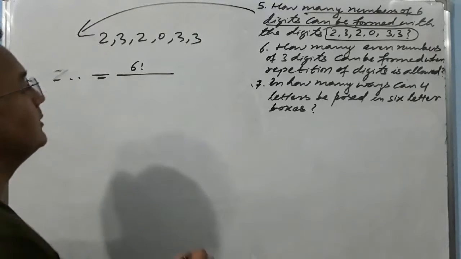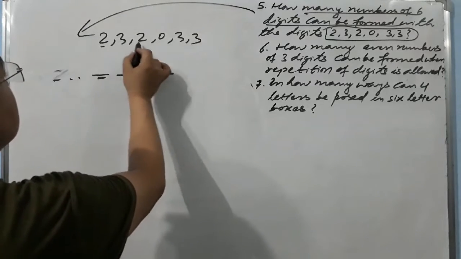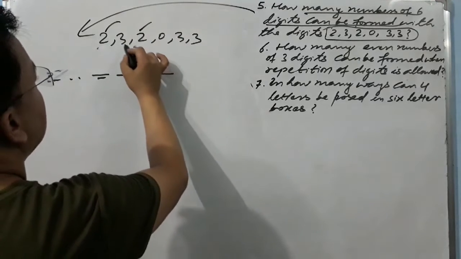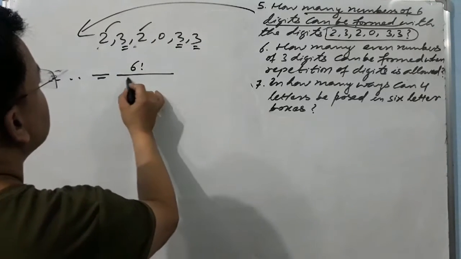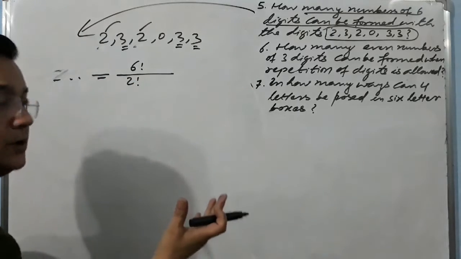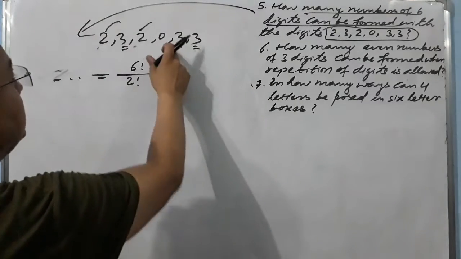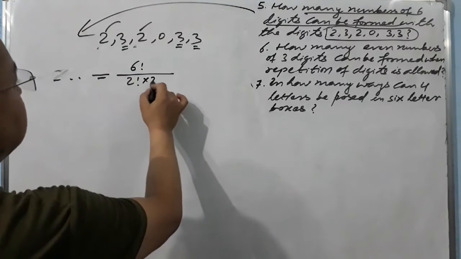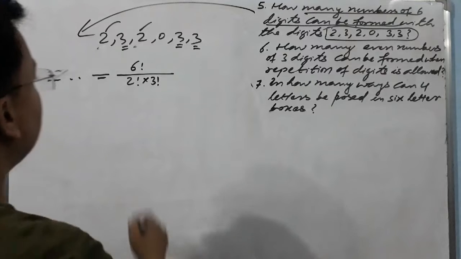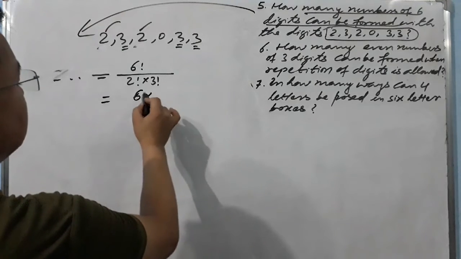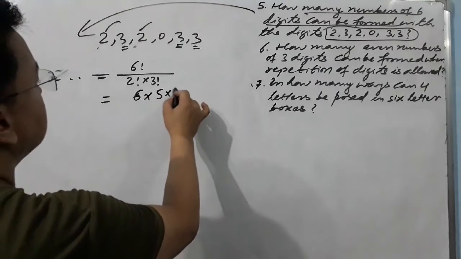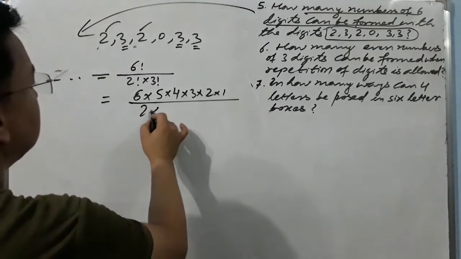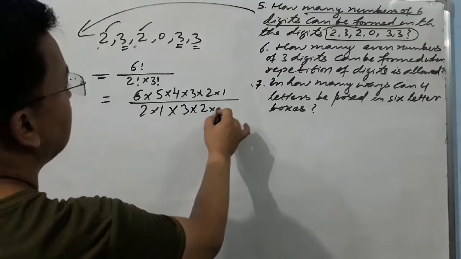So exactly this formula we have to use, because here the digit 2 is coming 2 times, and the digit 3 is coming 3 times. So that's why we will use 2 factorial times 3 factorial in the denominator. Here it is 6 times 5 times 4 times 3 times 2 times 1 over 2 times 1 times 3 times 2 times 1.